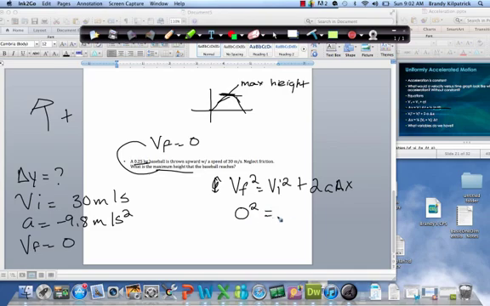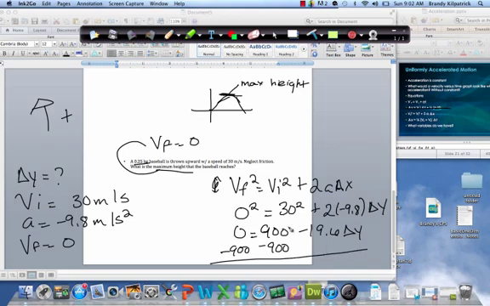VF squared is 0. VI is going to be 30 squared plus 2 times the acceleration of negative 9.8 times delta y or delta x. Either way, it's the same thing. So simplify, 0 is equal to 900 minus 19.6 delta y. So now you're going to subtract 900 from both sides. So negative 900 is equal to negative 19.6 delta y. So now to solve, divide both sides by negative 19.6.